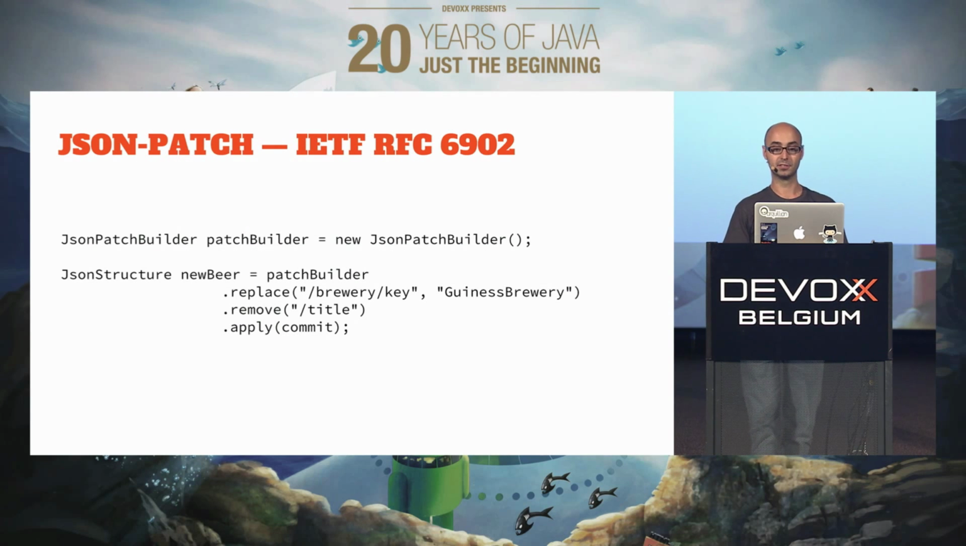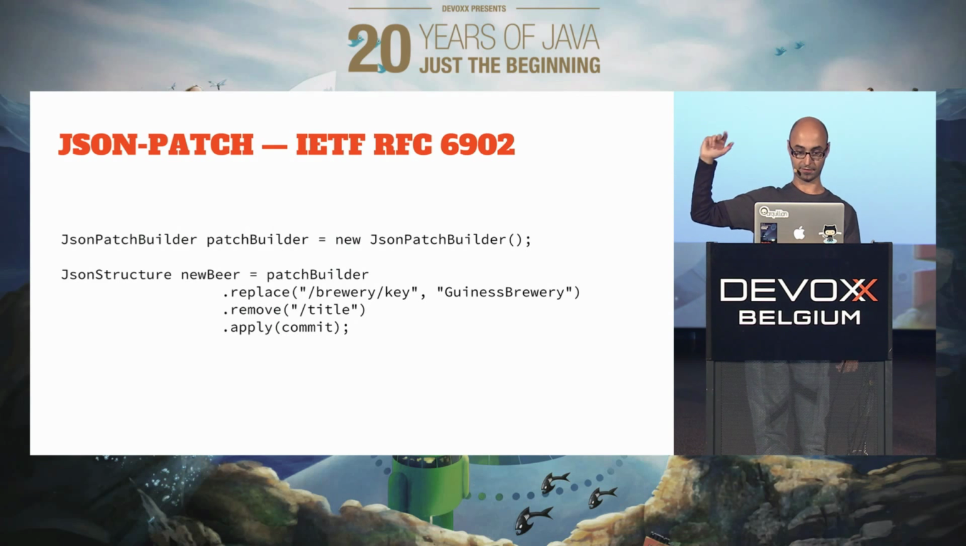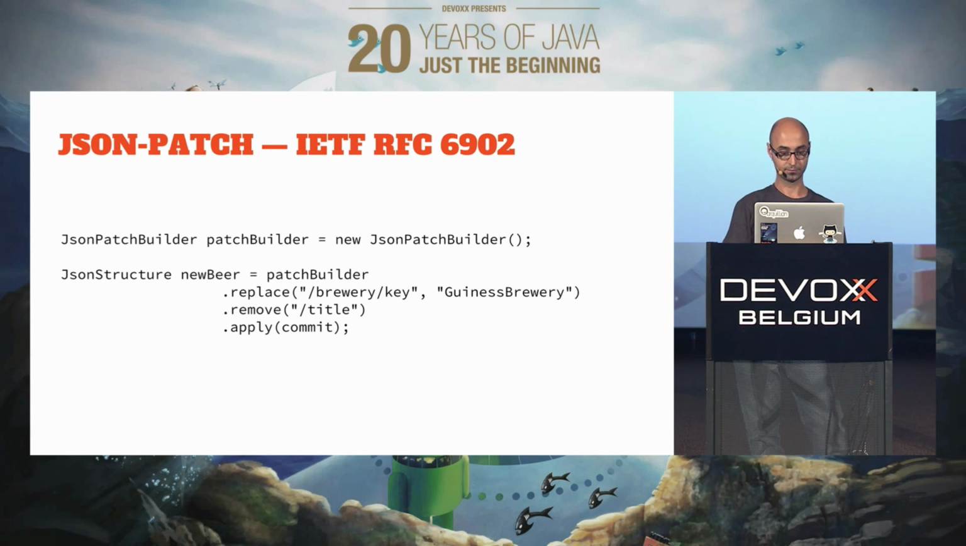So we implemented the JSON Patch Builder, as in all the JSON-P spec, and you can do something like this. You can create a patch builder and say dot replace this JSON pointer with this value, dot remove, and finally dot apply, and you put here the element, and you get the result. So you don't need to actually remember the format of a JSON patch.